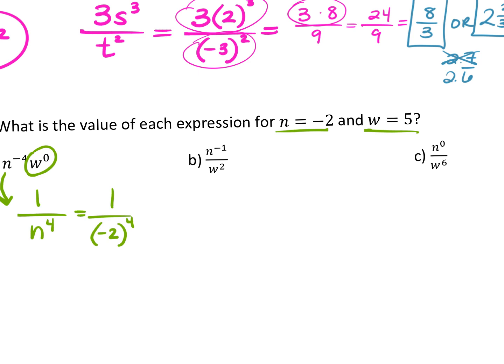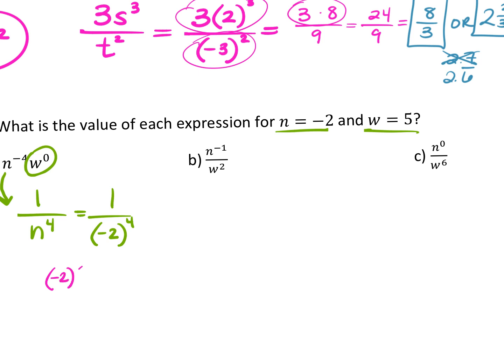Do you need to put the parentheses in if you're going to plug it into your calculator? Absolutely. If you plug in negative 2 to the 4th in your calculator without parentheses, it's going to tell you the answer is negative. How do you know this isn't negative? What is negative 2 to the 4th power?